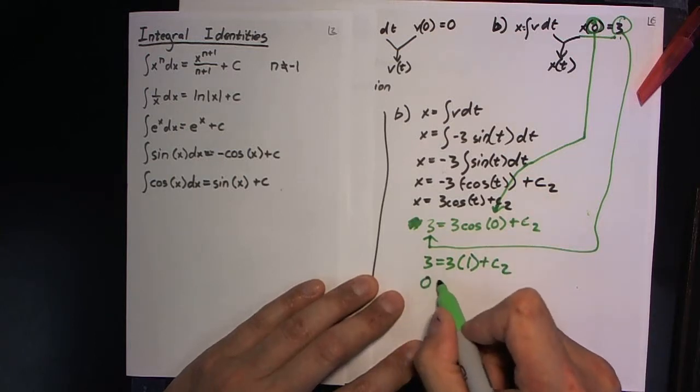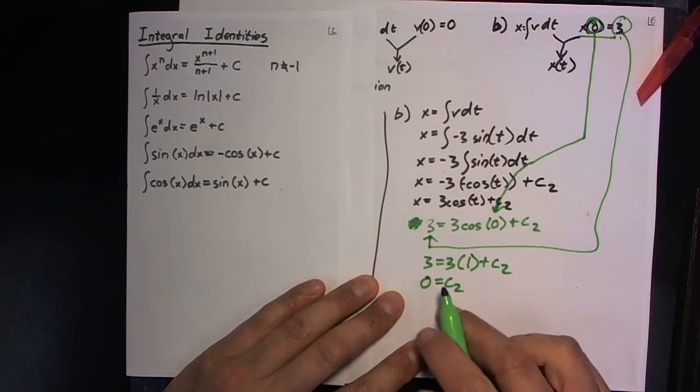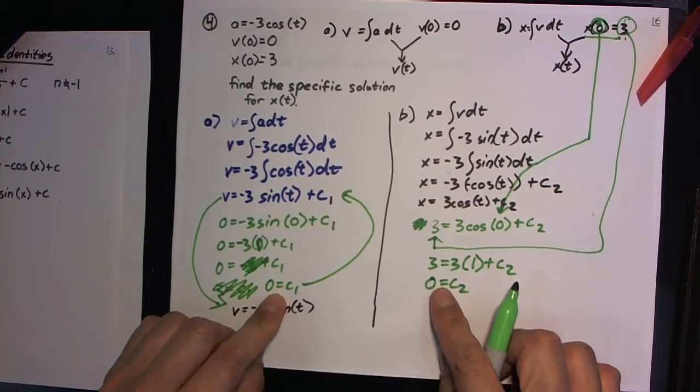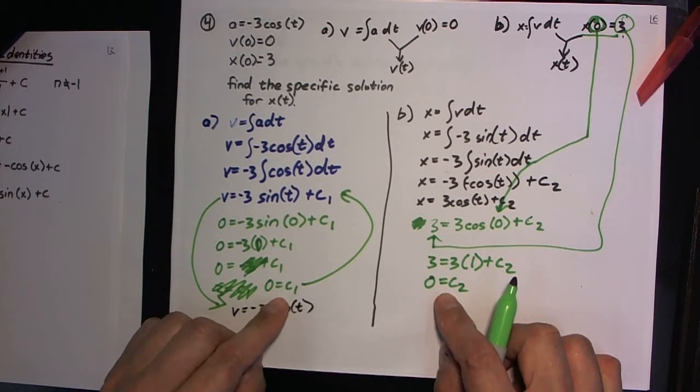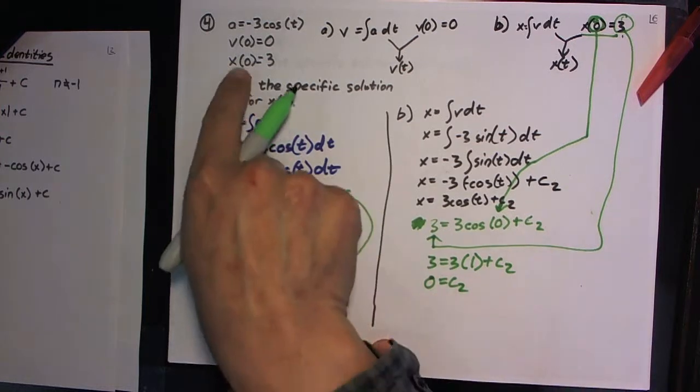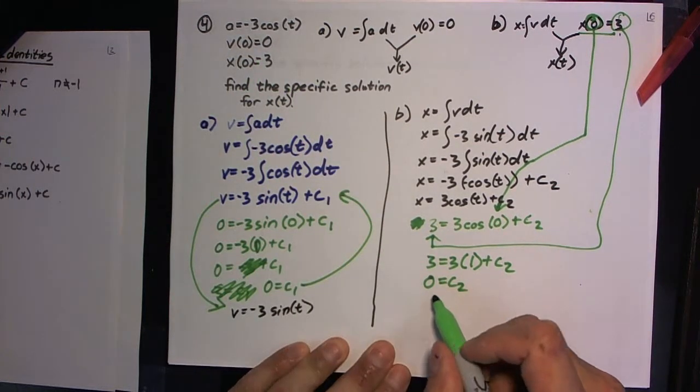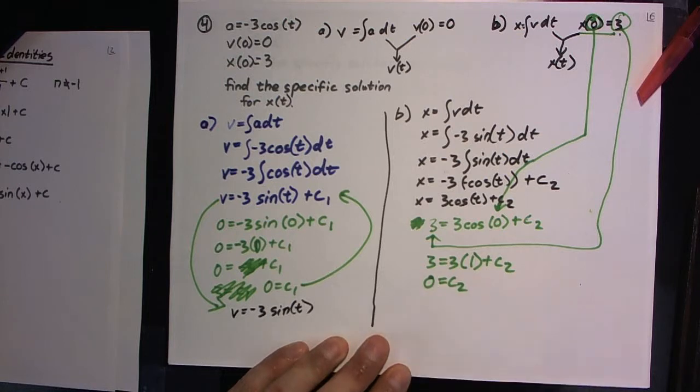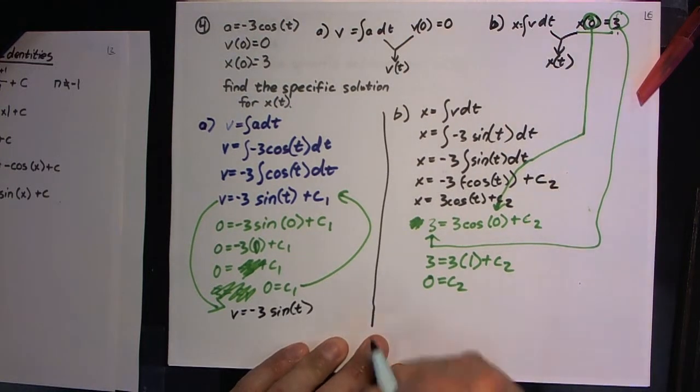Well, this is easy. This means that c2 is equal to 0. Now, it is just a coincidence that c1 and c2 are equal to each other. This is not always the case, and it depends on these known points that you're given. Nevertheless, we are almost done.